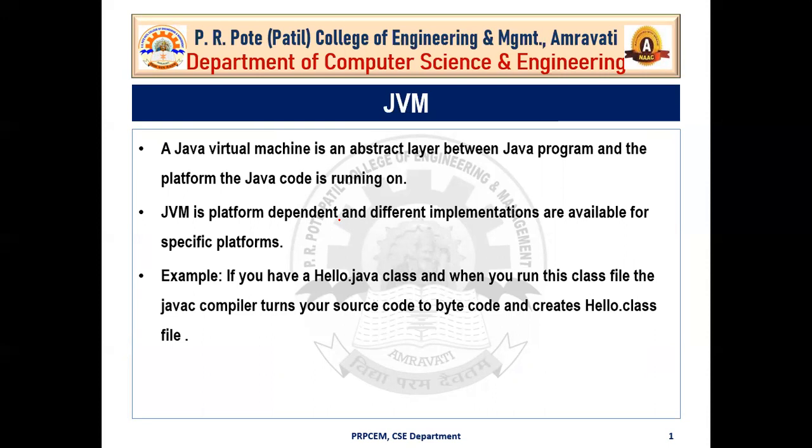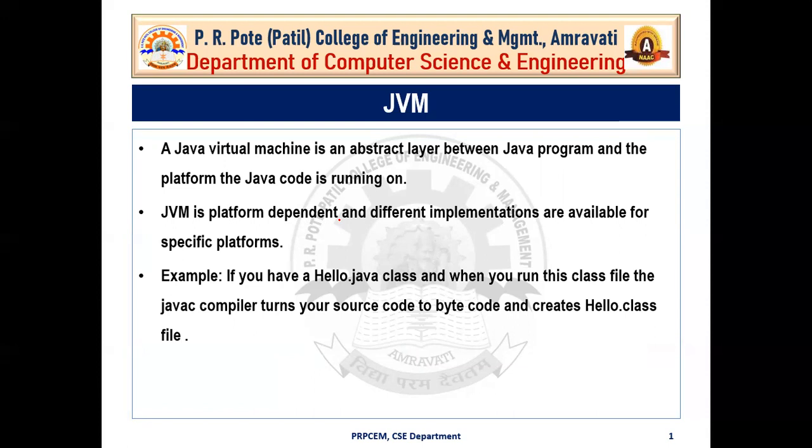So what is JVM? That is Java virtual machine. The Java virtual machine is an abstract layer between the Java program and the platform the Java code is running on. In the last lecture, we discussed in detail what is the Java virtual machine, what is the Java Development Kit and the Java Runtime Environment. Okay, so the Java virtual machine is an abstract layer between the Java program and the platform the Java code is running on, which means the javac compiler does not convert Java code directly to machine code like other compilers do.